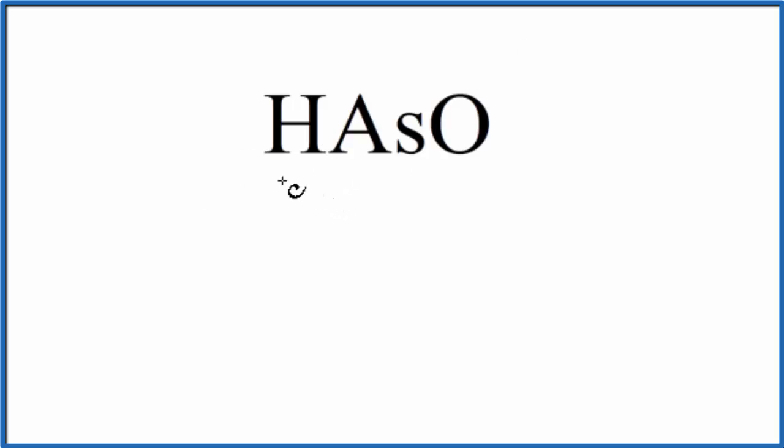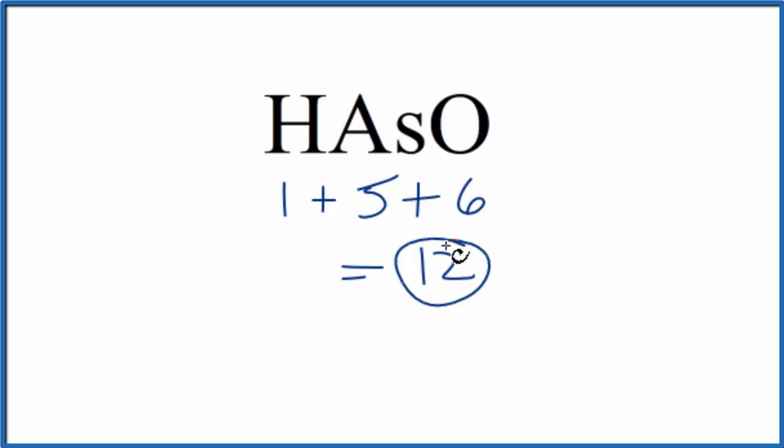Hydrogen, group 1, 1 valence electron. Arsenic is in group 15, sometimes called 5A. It'll have 5 valence electrons. Oxygen, group 16, 6 valence electrons. So we have a total of 12 valence electrons for the HAsO Lewis structure.